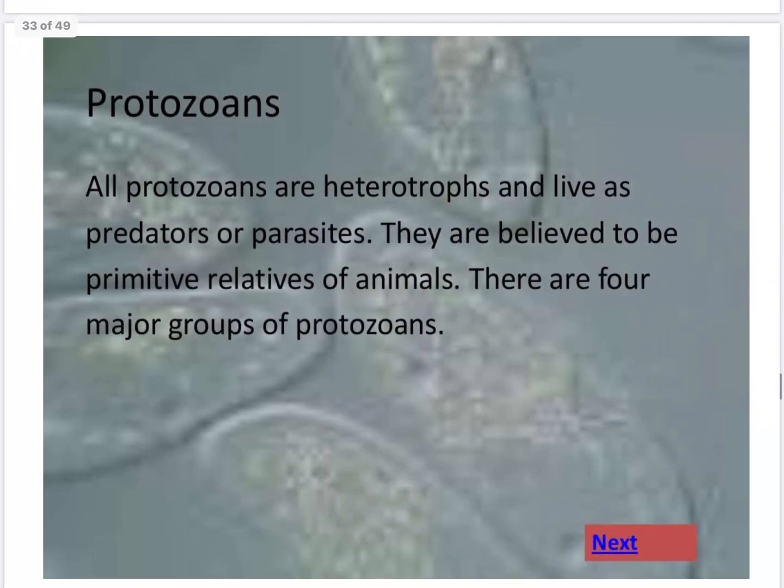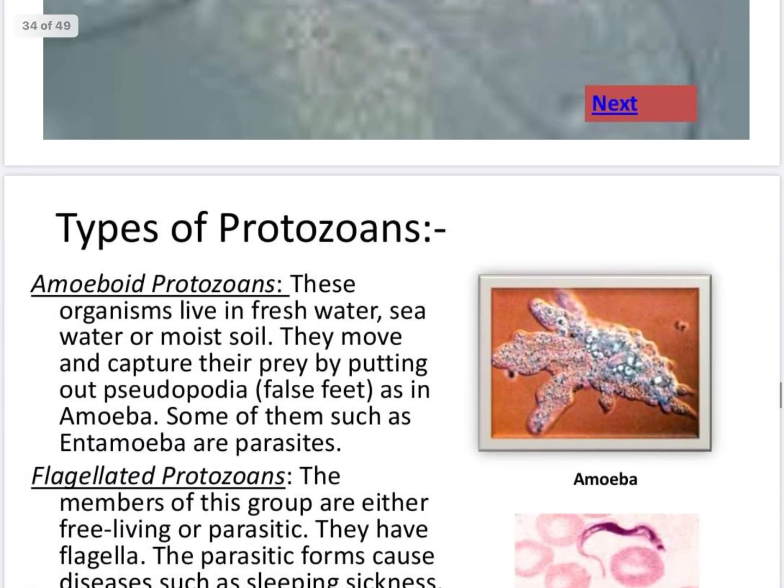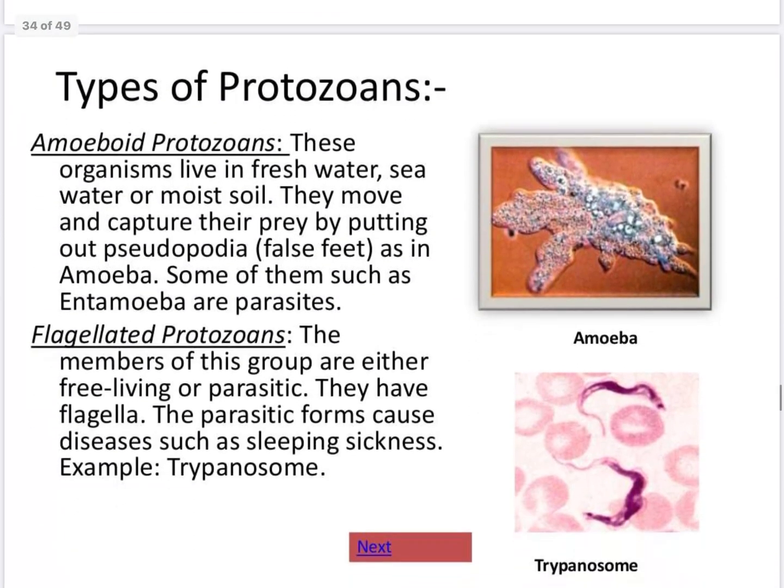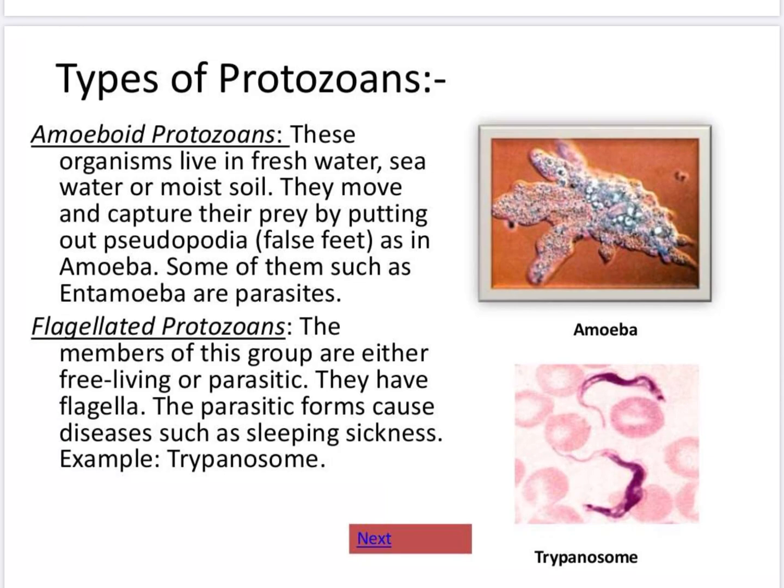Next we come to a very familiar one, protozoans. Proto means first formed, zoans, animals. These are supposed to be first formed animals, and all protozoans are heterotrophs. They live as predators or parasites. They are believed to be primitive relatives of animals. There are four major groups of protozoans. Based on their locomotion, there are four types.